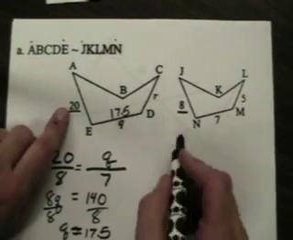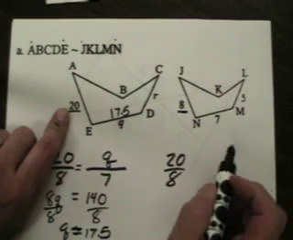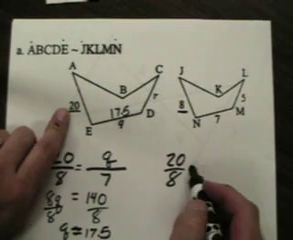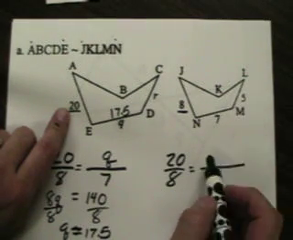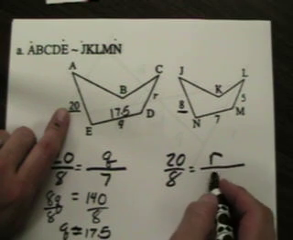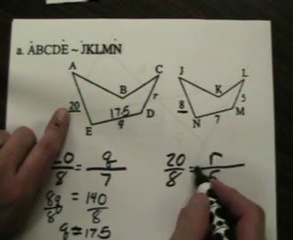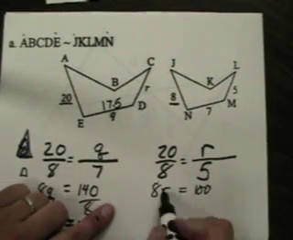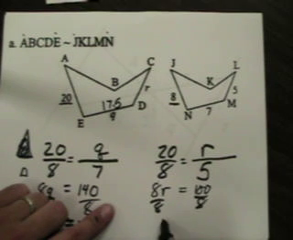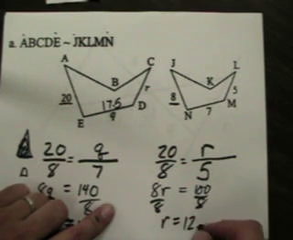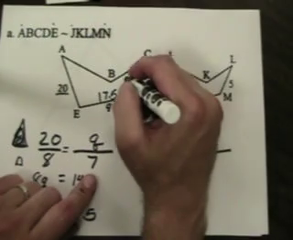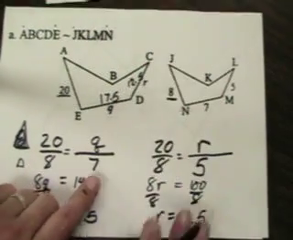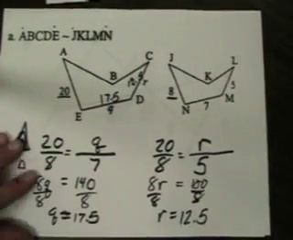Now I'm going to use the same set, 20 over 8, and this time I'm going to find R. The larger one has the R on it, the smaller one has the 5 on it. Cross multiply, 8R equals 100. Divide both sides by 8. I get R equals 100 divided by 8, which is 12 and a half. So I know that R is 12.5. Okay, hopefully we don't have any questions on that.